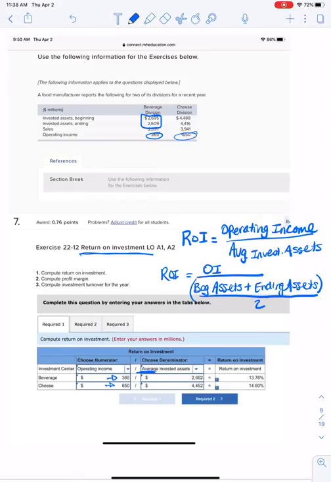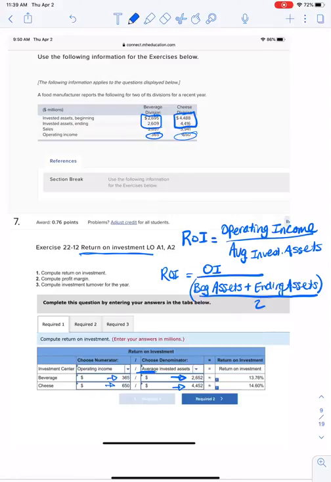So if I take my $2,695 and my $2,609, add those together and divide by 2, I come out to $2,652. Then I'll do the same exact thing for my cheese division. I'll add up my $4,488 and my $4,416, divide by 2, and I'll come out to $4,452. So now the question is, well, what's ROI?